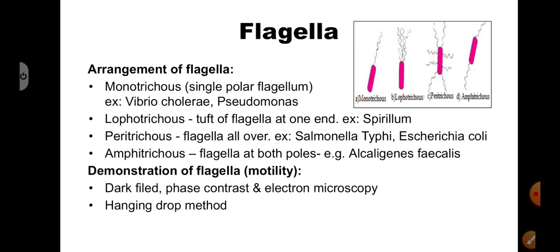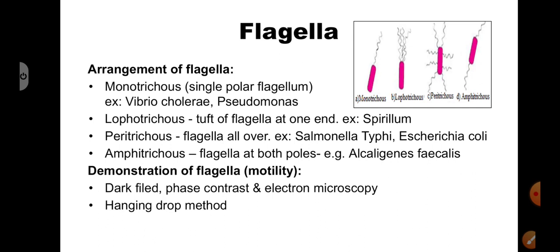How are these flagella arranged? There are various arrangements of flagella. The flagella might be present only at one pole of the bacteria, known as monotrichous arrangement, seen in Vibrio cholerae and Pseudomonas. It's called lophotrichous arrangement when there are tufts of flagella at one pole or one end of the bacteria. An example is Spirillum. Peritrichous arrangement is when the flagella are present all over the body of the bacteria, seen in Escherichia coli and Salmonella typhi. And amphitrichous is when it is only present at two ends or two poles of the bacteria.